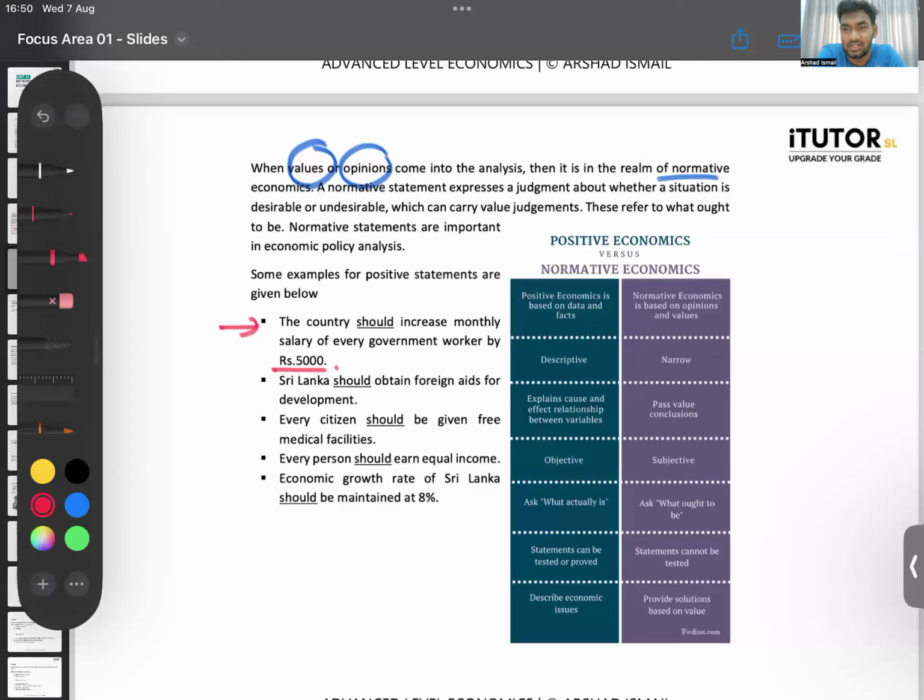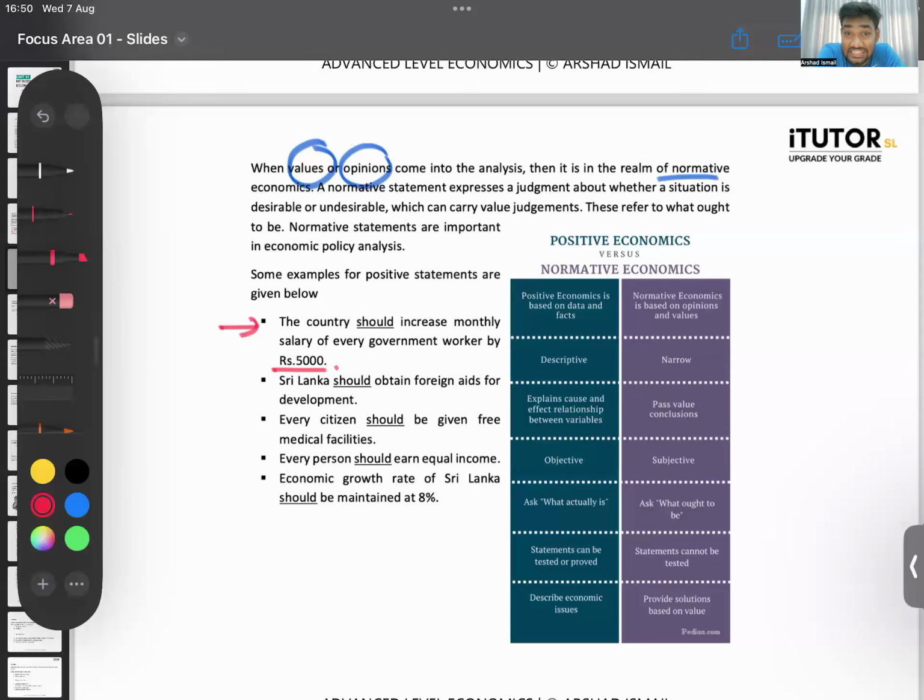Government workers. Should they or should they not? But what is your opinion? There is no right or wrong here. We'll just discuss. You think you're an economist. You're someone in the parliament. So you're now voting. There is a vote in the parliament saying we should increase the salary of government workers by 10,000. Can you also give me a reason?